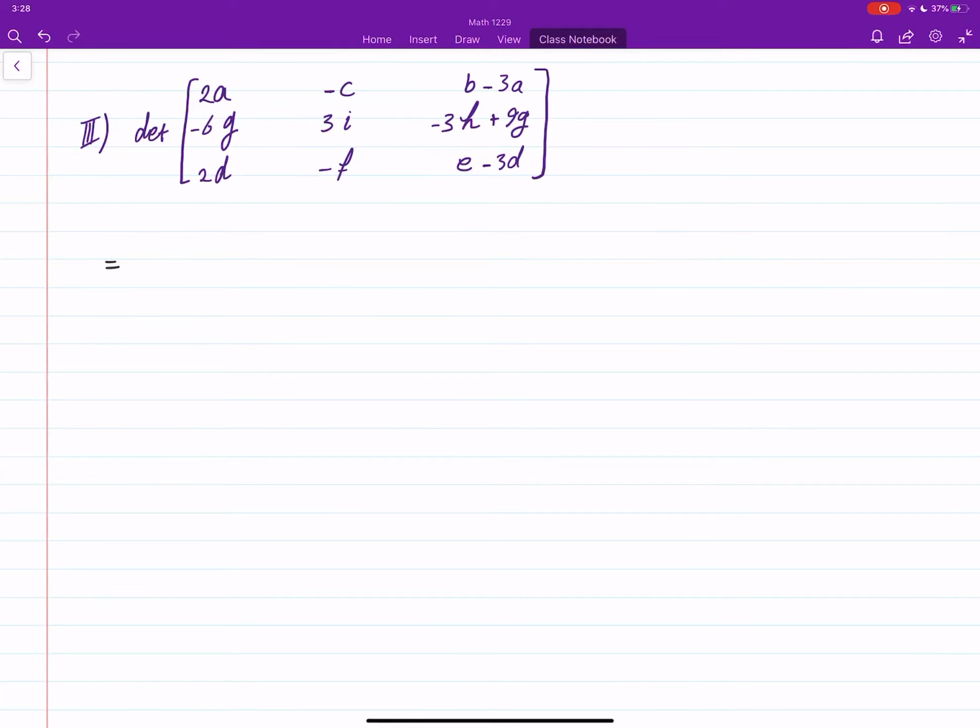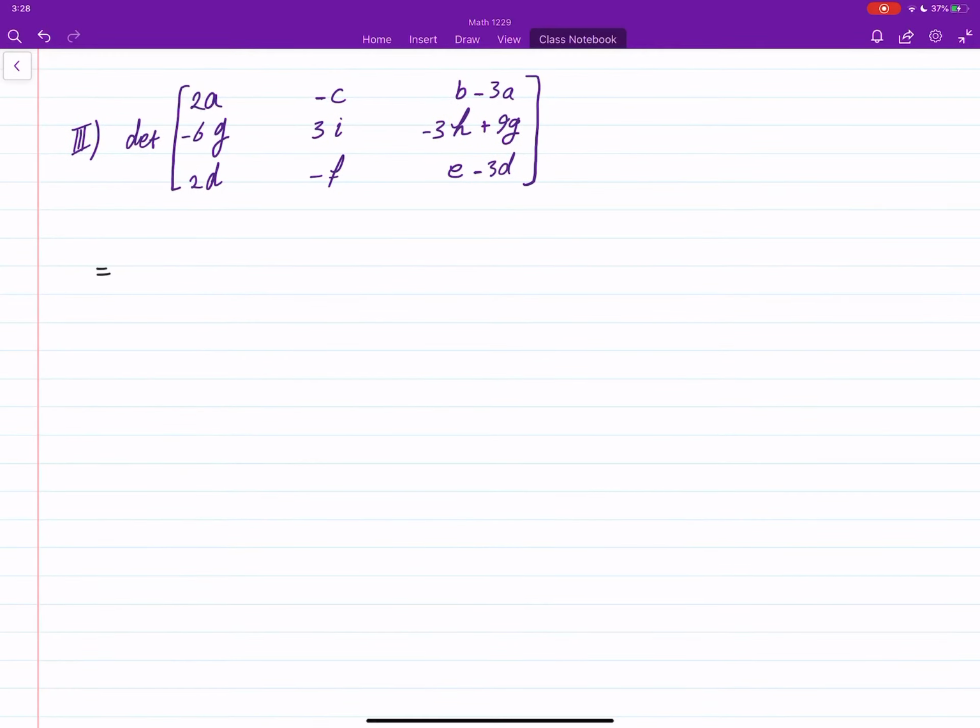To start with, see, the first column is a multiple of 2. So if we divide the whole column 1 by half, or in other words, we factor out 2 from column 1, this will give us what? This will give us A, negative 3G, and then from here we get D.